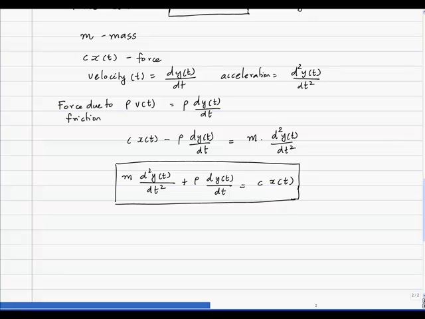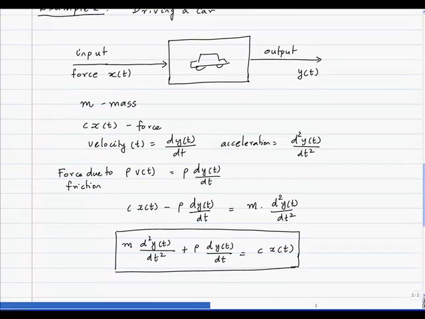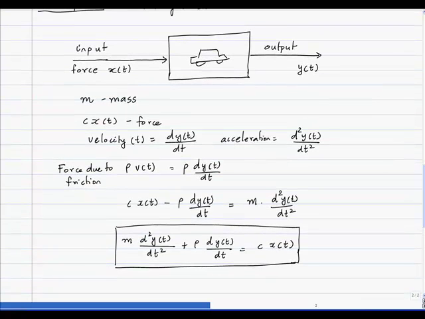Now, you see, this is not as direct as plugging in values of x of t and finding values of y of t. You actually have to solve this differential equation in order to find the y of t for any given x of t. But nevertheless, if m, rho, and c are given to you, you could solve the differential equation, assuming that you can solve this, in order to find y of t. Okay.